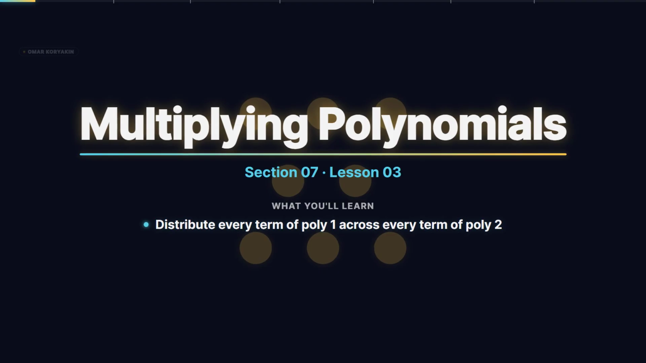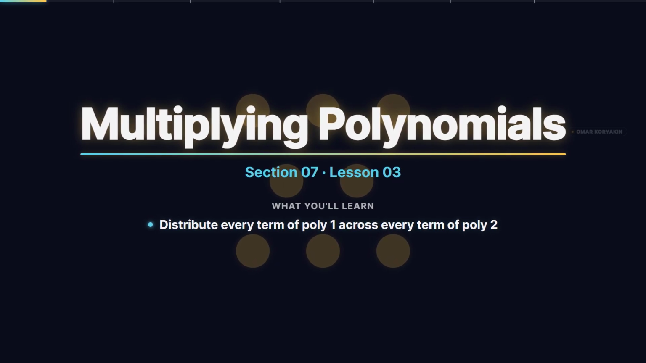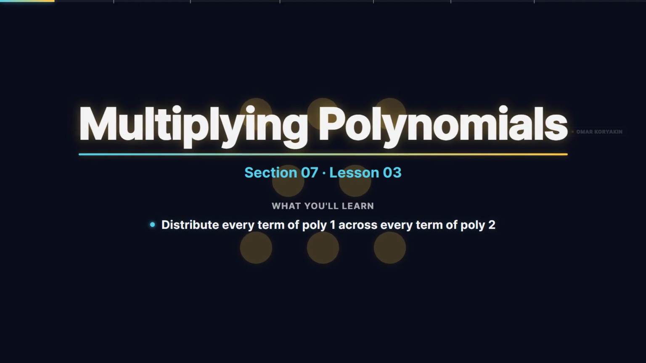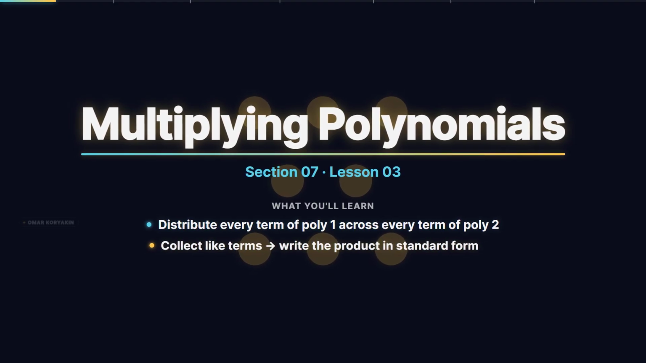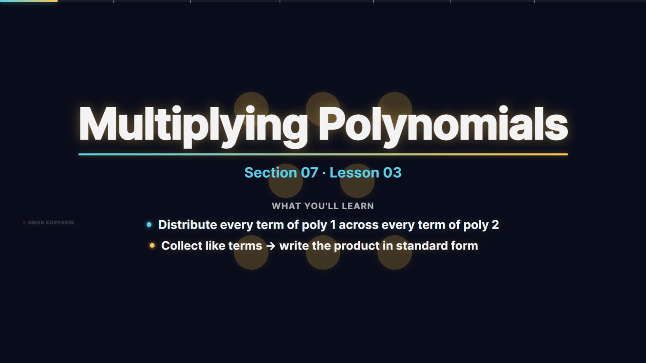The distributive law says a times the quantity b plus c equals ab plus ac, applied to polynomials. The law extends to every term of polynomial 1 multiplying every term of polynomial 2, and the resulting products all add together. For example, the product of the polynomial 3x plus 5 and the polynomial 2x minus 4 expands as 3x times 2x minus 3x times 4 plus 5 times 2x minus 5 times 4, which equals 6x squared minus 12x plus 10x minus 20, which collapses to 6x squared minus 2x minus 20 after combining like terms.